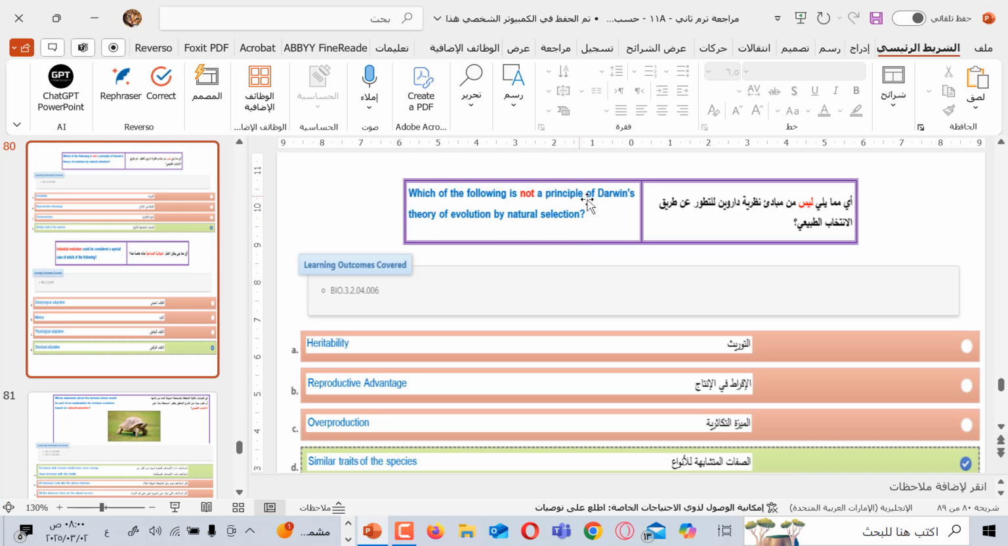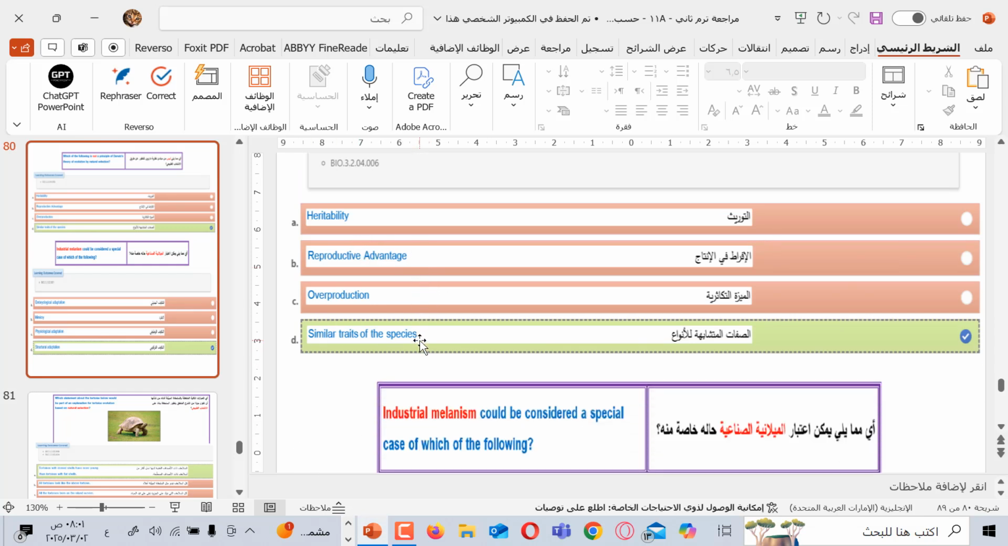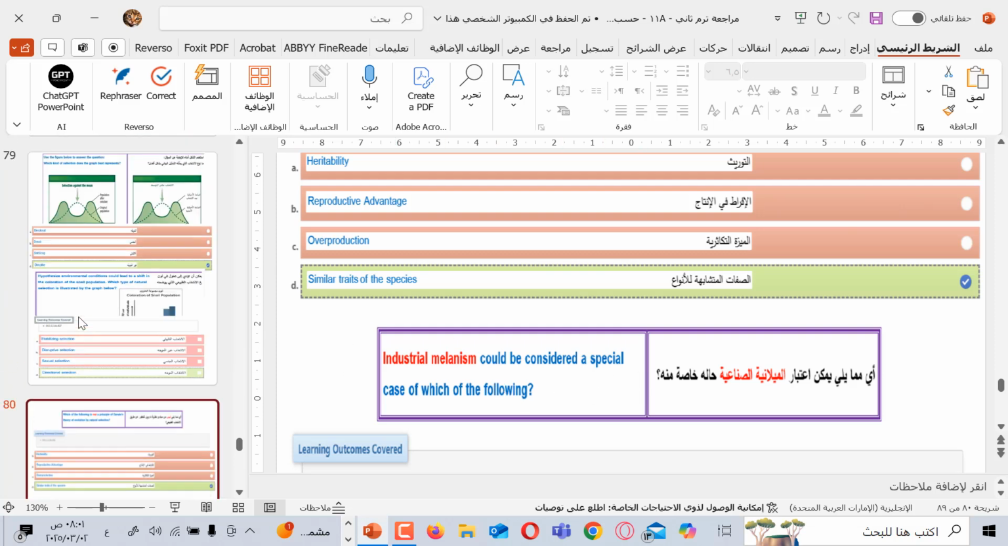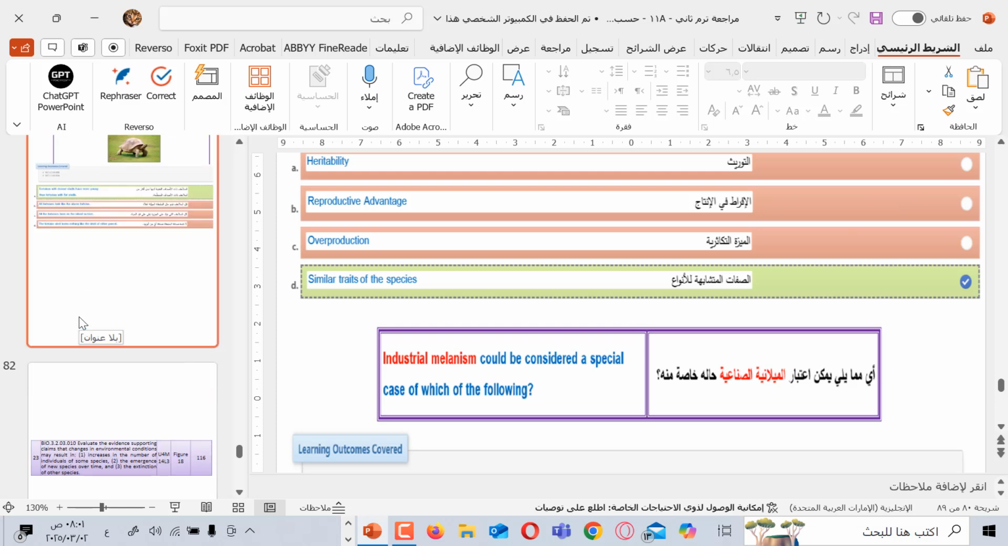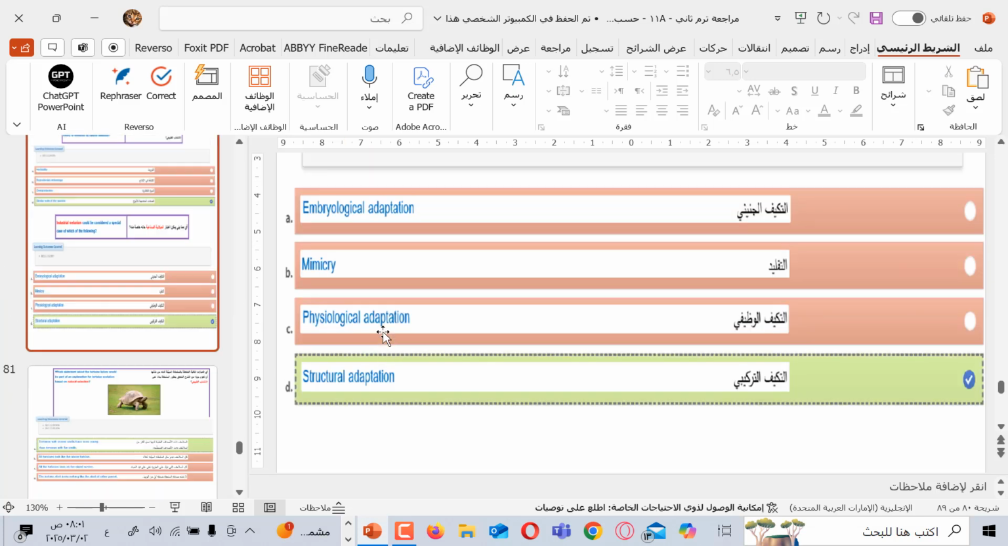Which of the following is not a principle of Darwin's theory of evolution by natural selection? Similar traits of the species. This is not part of Darwin's theory. Sometimes they bring a question like that. Be careful about this question.